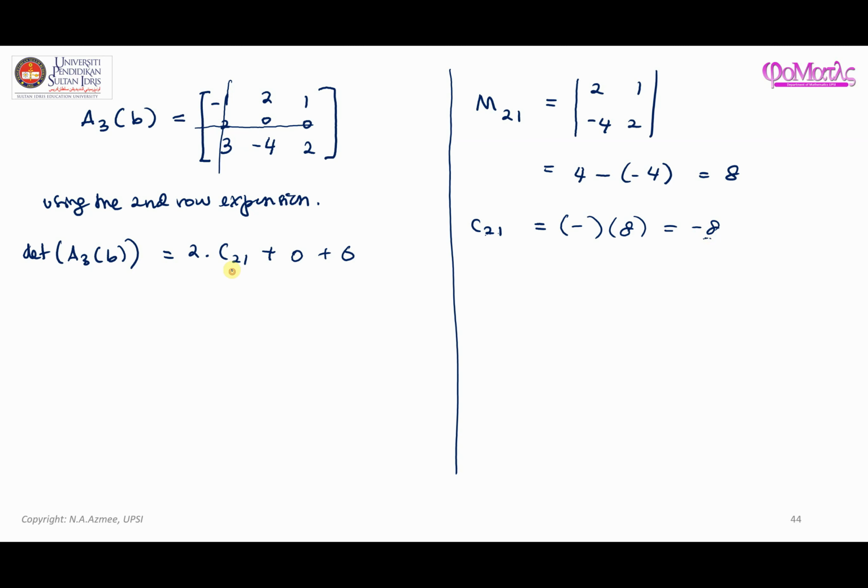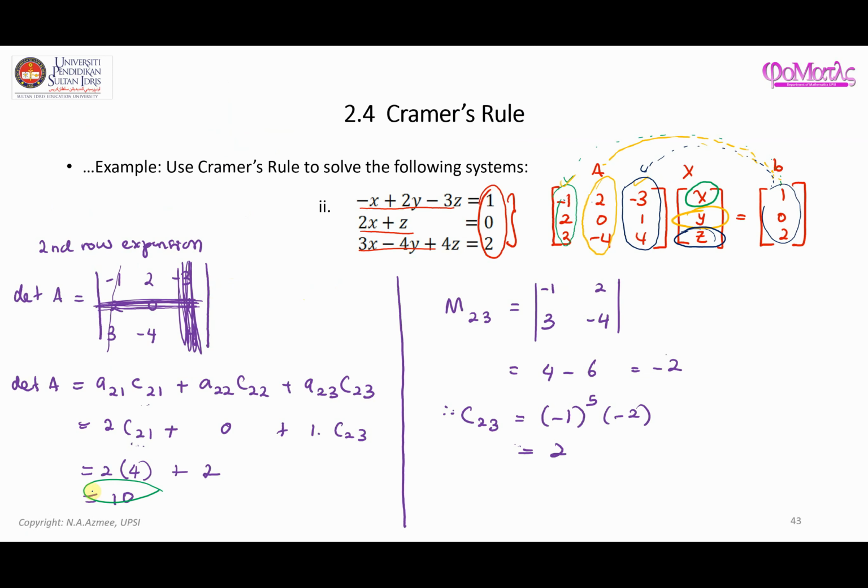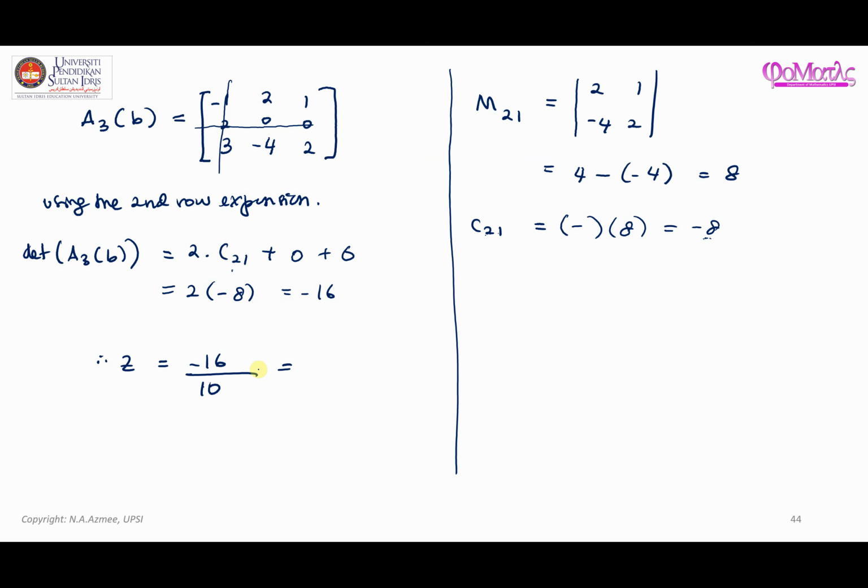Consider this value to be put right next to it here. So 2 times -8 is -16. So that is the determinant of this new matrix. Therefore, the value of the third unknown variable, which is z, is -16 divided by 10, the determinant of A. This one is going to be -8 over 5. So that can be simplified as such.